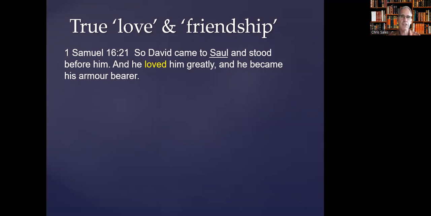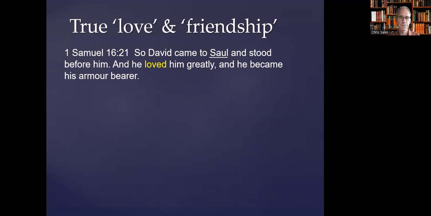And in chapter 16, verse 21, it says, so David came to Saul and stood before him, and he loved him greatly, and he became his armor bearer. So there you go. Saul loved David. But it was a love that was focused really on Saul. He loved David for what David could do for him. He could relieve him of this depression, this evil spirit, this anxiety. That's why he wanted David for himself.